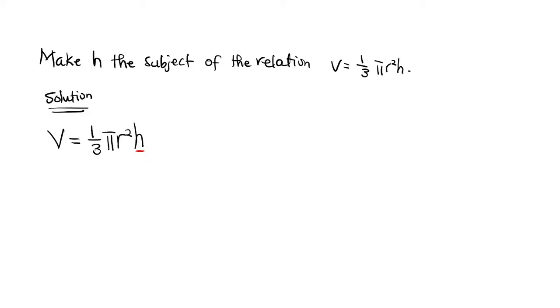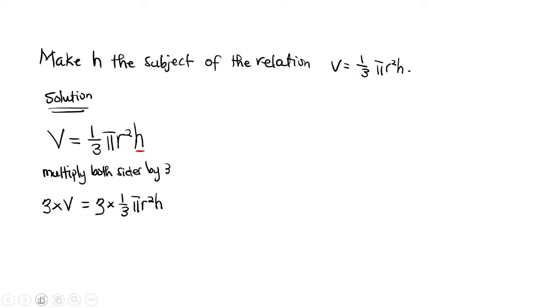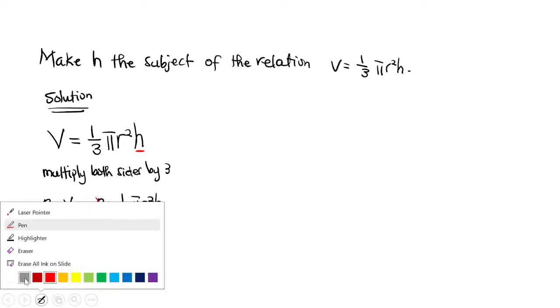So here we'll multiply both sides by 3. Now when we do that, we will have 3 multiplied by V is equal to 3 multiplied by 1/3 pi r square H. Now this is what we get. So from here, the 3 will nullify the 1/3, and then we can proceed.